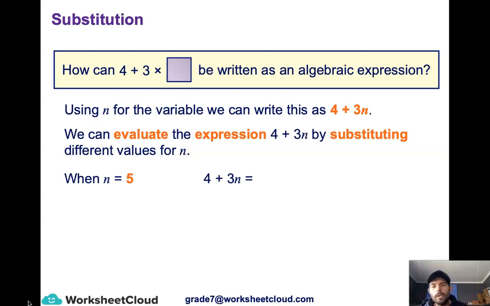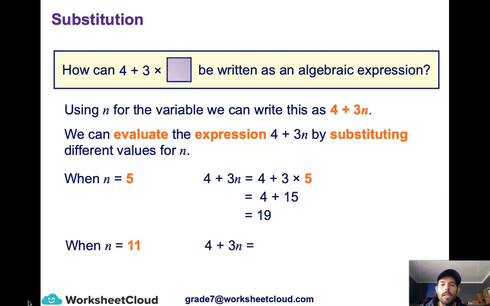So all those examples that I went through for you before we got onto the substitution slide, where we were substituting numbers in for that square, and that square was the variable. So now if I say, okay, n is equal to 5, then it must be 4 plus 3 times 5, and we can work that out as 3 times 5 is 15, plus the 4 is 19. Okay, so that's how substitution works.